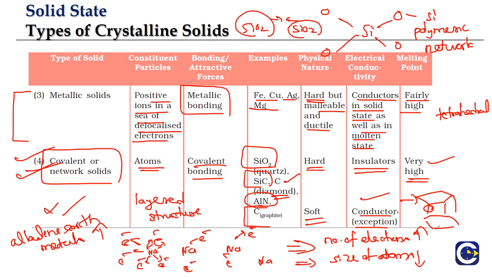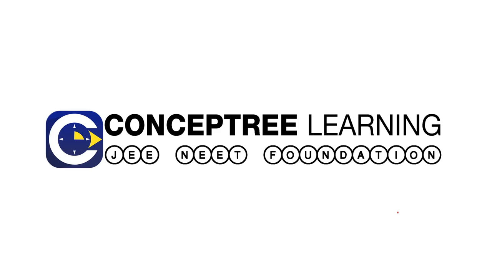So these are the 4 different types of solids that we have, and in this chapter we'll be focusing on the metallic solids as well as the ionic solids. So we'll study more about metallic solids and ionic solids. We'll see in the next part video.